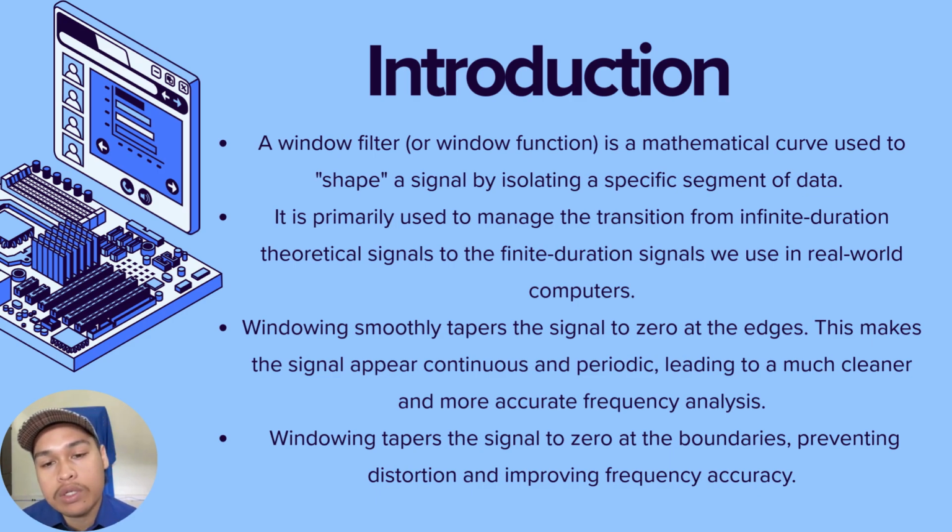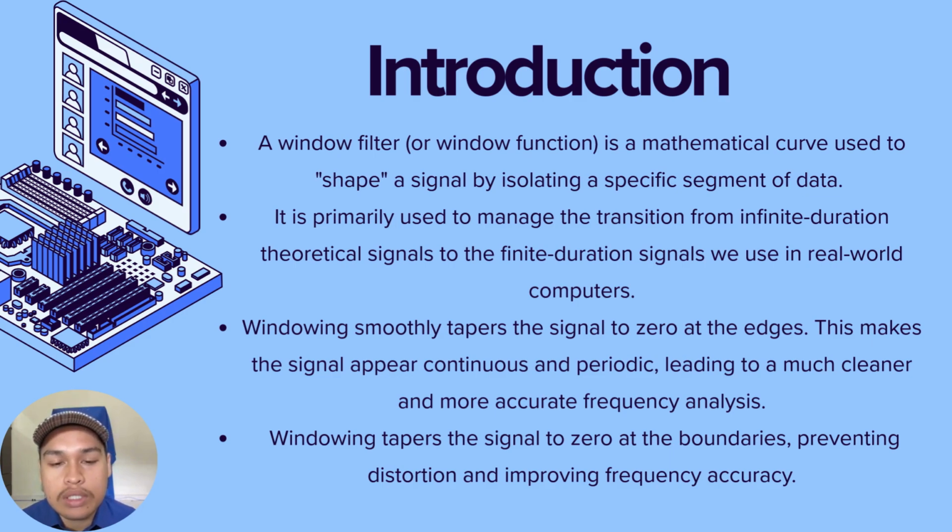Now, why can't we just chop the signal whatever we want? So in the real world, if you take an infinite signal and just cut it off abruptly, that's what we call a rectangular window. So you will create a sharp edge at the start and at the finish. To a computer performing frequency analysis, those sharp edges will look like a high frequency noise that wasn't actually there. So this is known as spectral leakage.